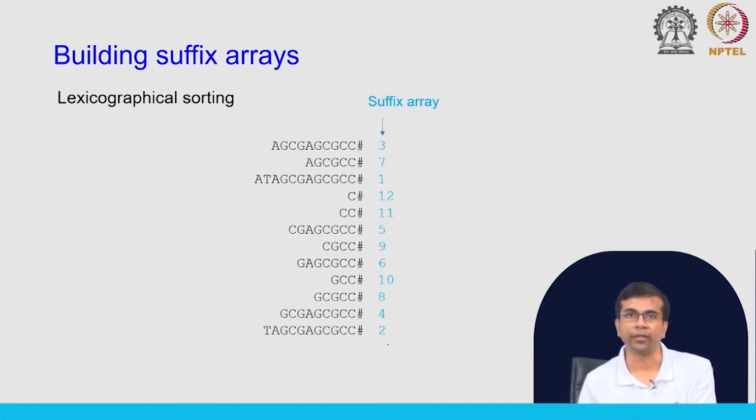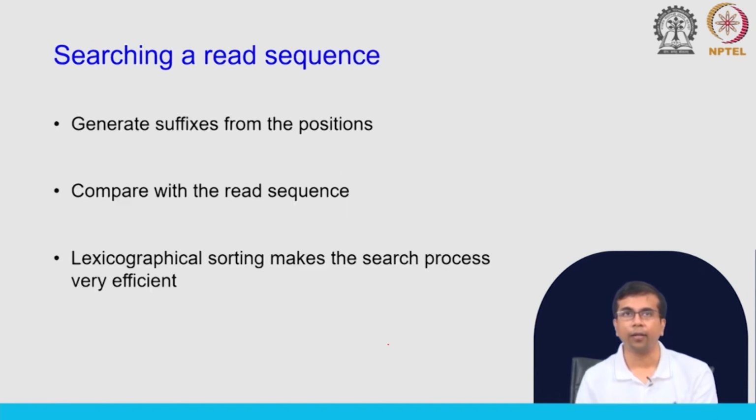So, how do you actually search through these suffixes? We have these sorted suffix positions, this suffix array, which is only the positions, and we do not store these suffixes in the data. Now, how do you actually search this read sequence? This is a multi-step process. First, we generate suffixes from the positions. Once we have stored the suffix array and the genome sequence, we can generate the suffixes from the positions. We compare with the read sequence. We will see how you actually compare, and we do lexicographical sorting, as you have seen, and that makes the search process very efficient.